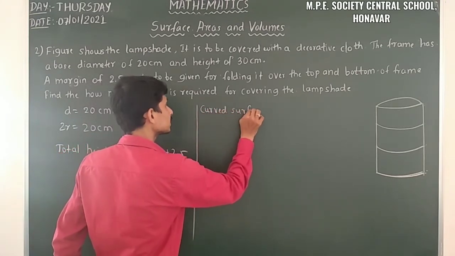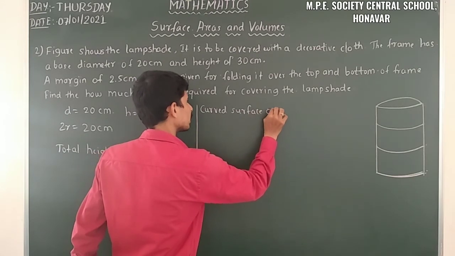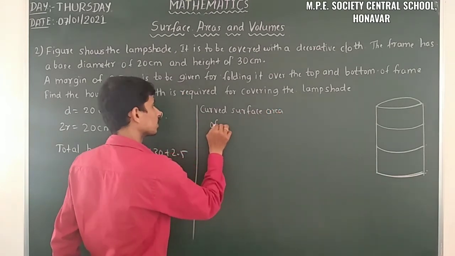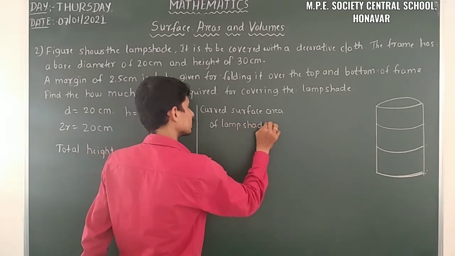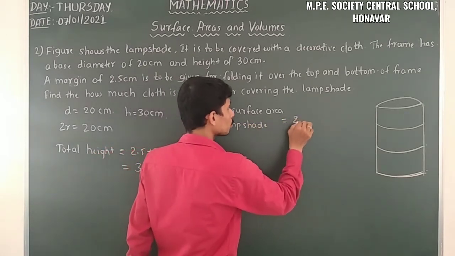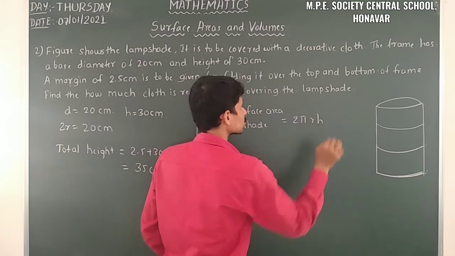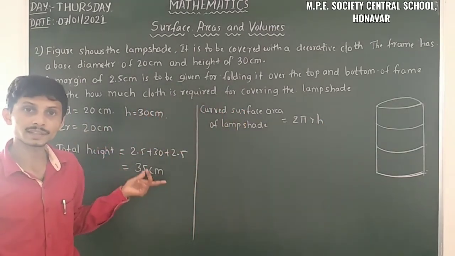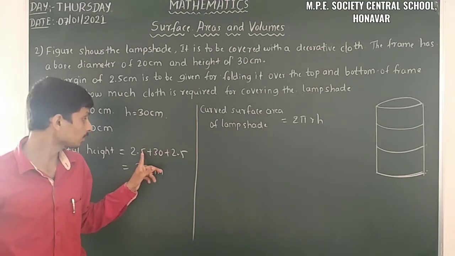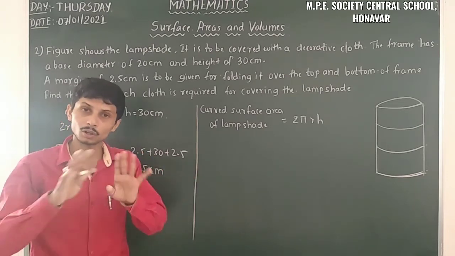Curved surface area of the lampshade is equal to 2 pi r h. So which height do we have to use? This height we have to use here. In this case, this 2.5 and this 2.5 are also covered.